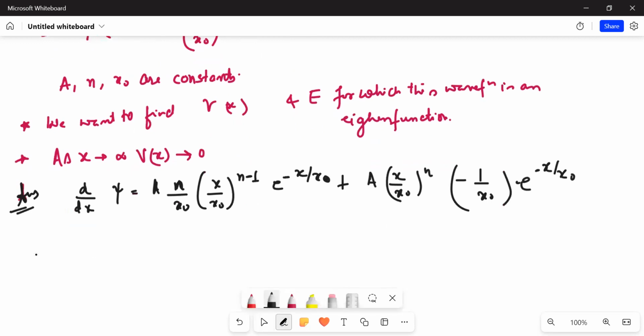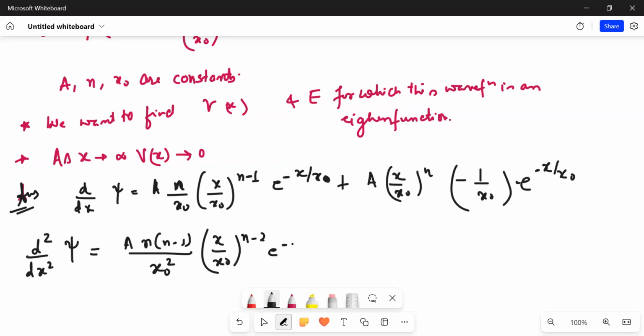What would be the second derivative of the same? The second derivative would be A times n(n-1), this x0 will come outside, so you'll have x0 squared, and then (x/x0)^(n-2), then e^(-x/x0). One derivative, this also we differentiate. If I take the derivative of the e power, I'll get this x0 square. So I'm going to write it first: this is A/x0^2, (x/x0)^n, and e^(-x/x0).